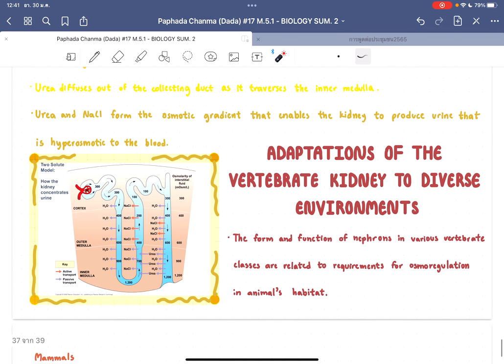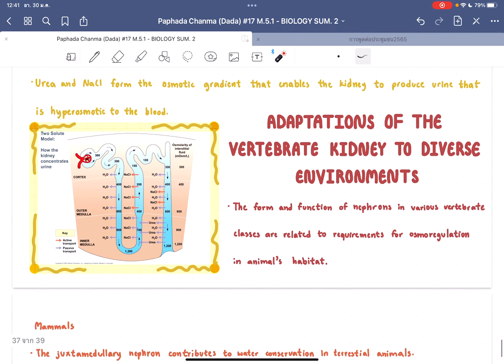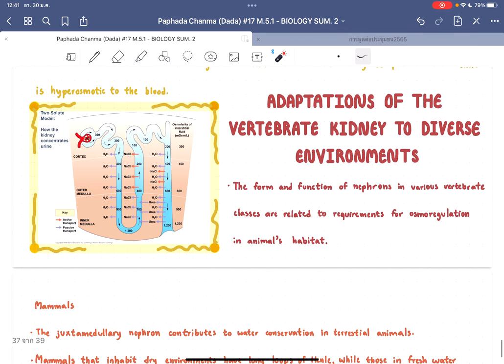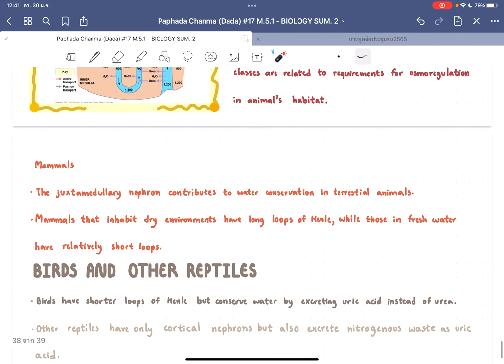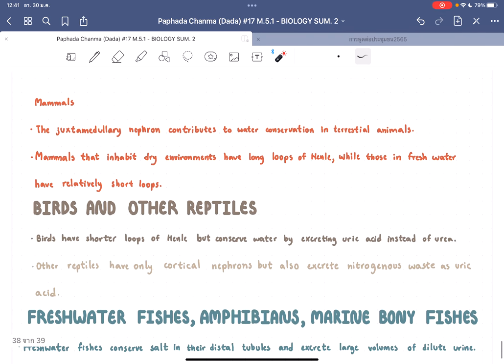Adaptations of the vertebrate kidney to diverse environments. The form and function of nephrons in various vertebrate classes are regulated to meet the requirements for osmotic regulation in animal habitats. In mammals, the juxtamedullary nephrons contribute to water conservation in terrestrial animals. Mammals that inhabit dry environments have long loops of Henle, while those in fresh water have relatively short loops.